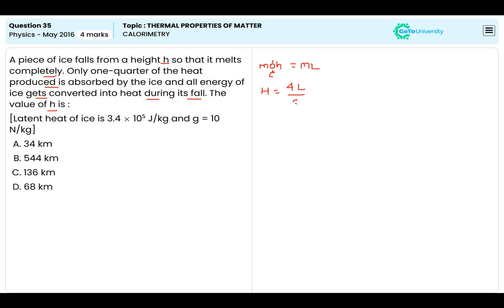divided by g, which is equal to 4 into 3.4 into 10 to the power of 5 whole divided by 10, which is equal to 136 kilometer. 136 kilometer is the right answer.